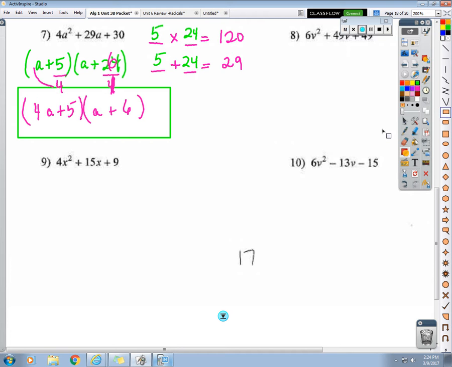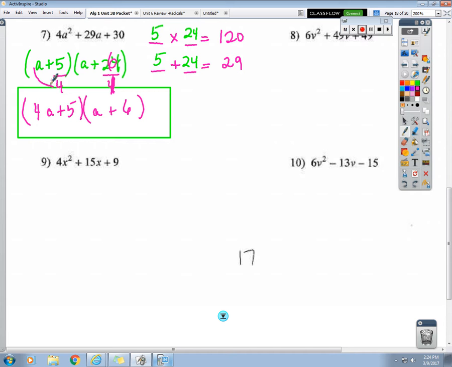Now, watch me quickly check it. And remember, you're going to have multiple choice, so you can do this on all the choices. 4A times A is 4A squared. 5 times 6 is 30. The 4A and the 6 make a 24A. 5A, 24A and 5A combine to 29A. Is it starting to sink in a little more?